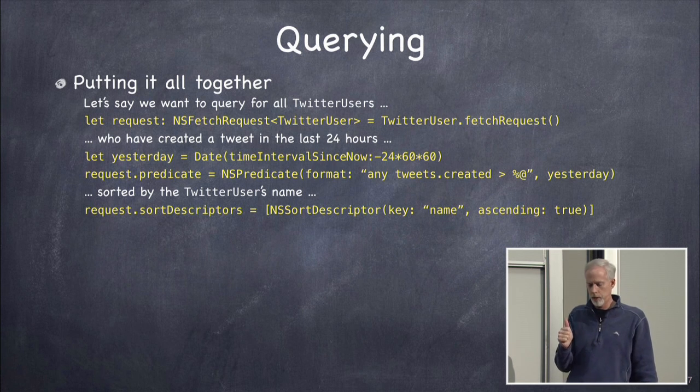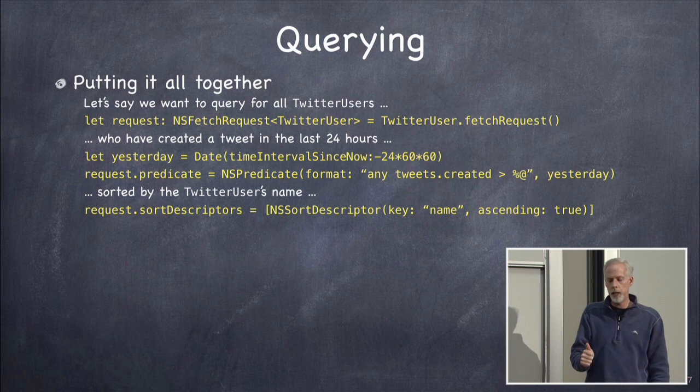Yes, created is greater than yesterday. So I'm finding all the Twitter users who have created tweets in the last 24 hours. That's what this one does. So any is a special term, that means match any of these things. And these things are tweets that are created since yesterday. And I'm going to sort the result by the actual name, the real name of the Twitter user.